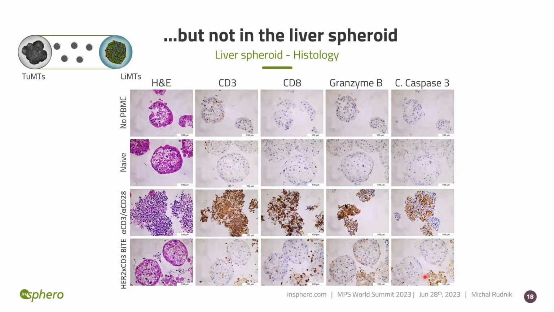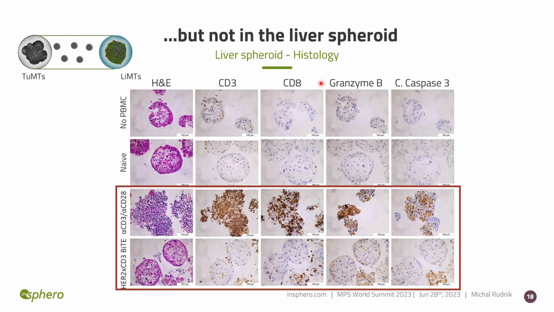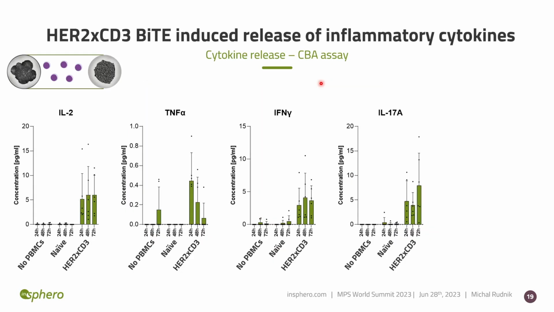Interestingly, CD3, CD28 stimulated PBMCs caused significant liver disruption, T-cell infiltration and cell death, and this effect was not observed with the HER2-specific antibody, suggesting a hepatotoxic effect different from direct T-cell mediated killing.